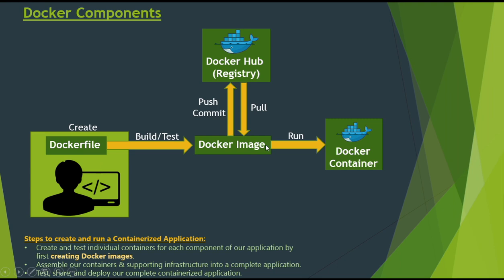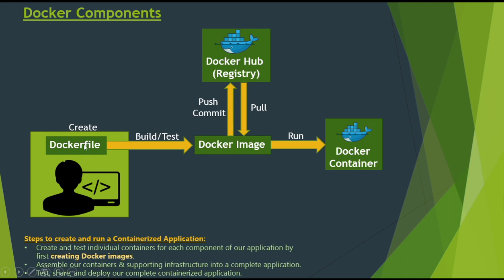And when we run that image, it becomes a Docker container, because as I said earlier, a Docker container is just a running instance of an image. And to save that somewhere, so we can use it multiple times or anywhere, we pull or push that Docker image to Docker Hub or a registry.